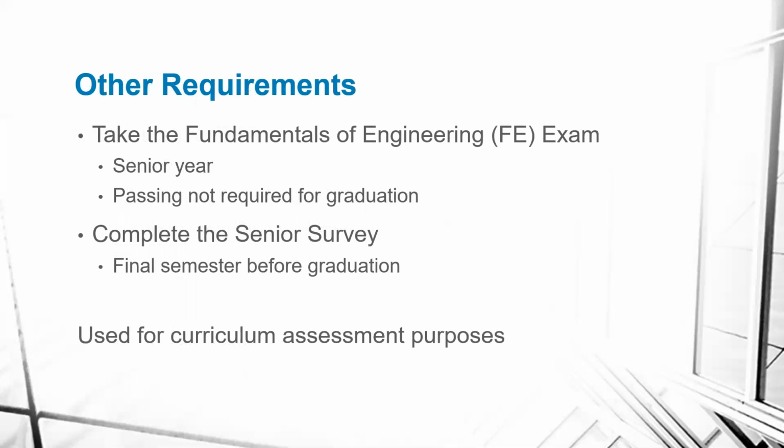In addition to the curriculum requirements, there are also some other requirements that you need to complete for your degree. All civil and architectural students are required to take the Fundamentals of Engineering exam, which is often referred to as the FE exam. The FE exam is a nationwide licensing exam and is the first step toward professional licensure as an engineer.